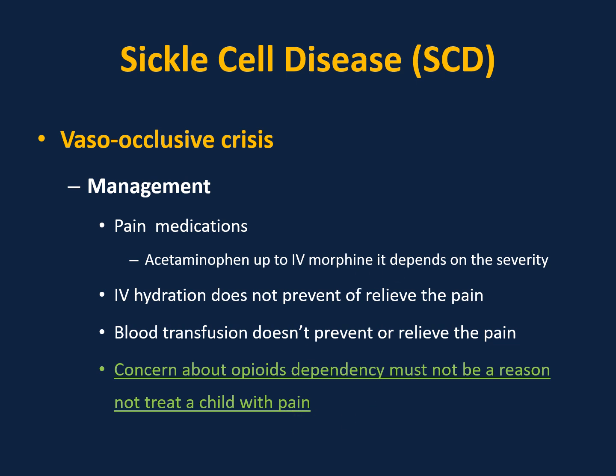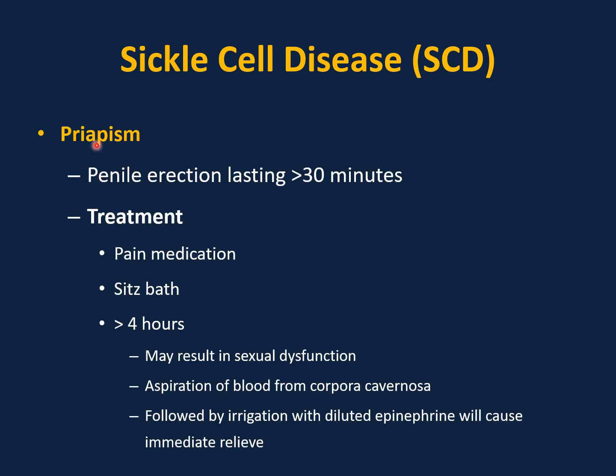Very important. Priapism is another complication of sickle cell disease. It is a benign erection lasting more than 30 minutes. The treatment is pain medicine, sitz bath. If it lasts more than 4 hours, because this may result in sexual dysfunction, aspiration of blood from the corpora cavernosa, followed by irrigation with diluted epinephrine. This will cause immediate relief.